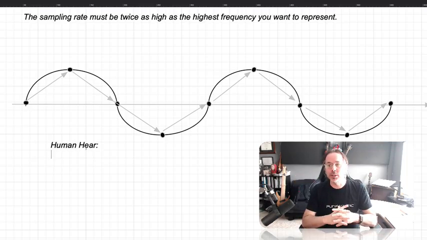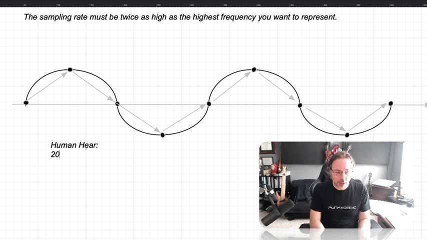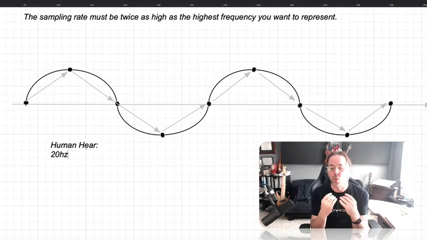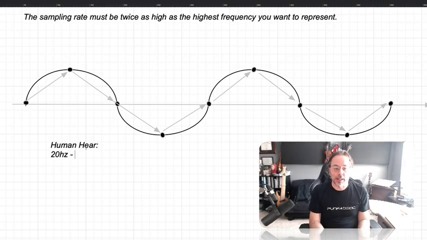But assuming you have perfect hearing, you probably hear on the low end down to about 20 hertz. That's like, think of the lowest sound you can imagine. Very, very, very low. That's probably about 20 hertz. And on the top, it's about 20,000 hertz.